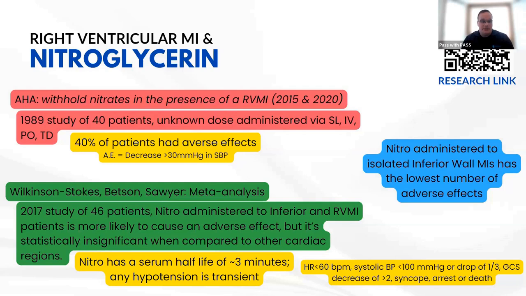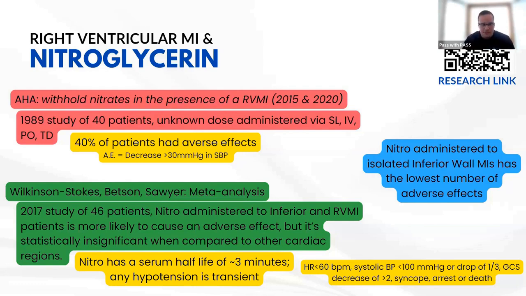So what that means is, yeah, if we give nitro to a patient who has both an inferior and a right ventricular wall MI, they're a little bit more likely to have an adverse effect, but there's really not that great of a difference in the rate of adverse effects those patients are going to see versus the adverse effect that my septal wall patient might have from nitro, or my anterior wall or my lateral wall patient might have from nitro.